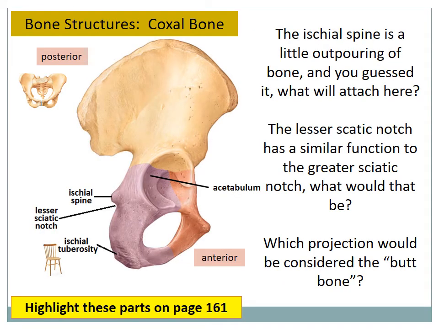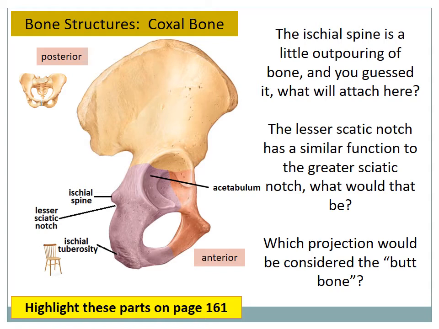So now we're going to take a look at the ischium. The ischium is highlighted there in purple. The ischial spine is just a little outpouring of bone, and you guessed it. What's going to attach here? Muscle. Very good. The lesser sciatic notch has a similar function to the greater sciatic notch. What would that be? Yeah, it's going to let some nerves go through.